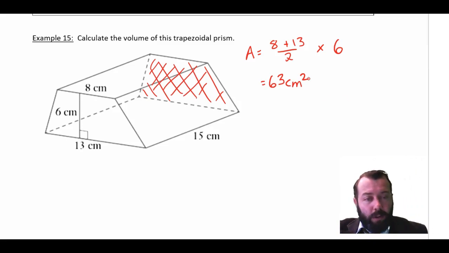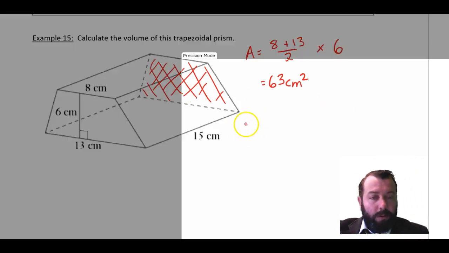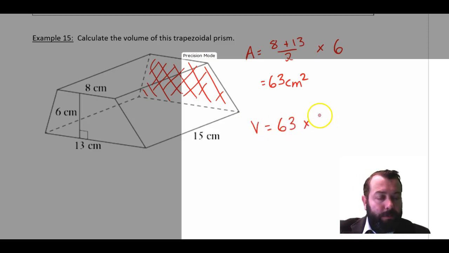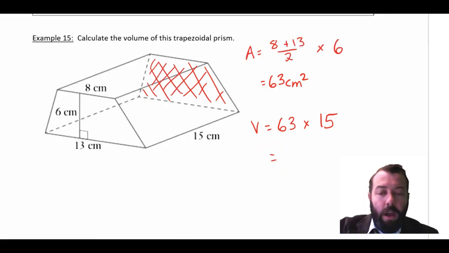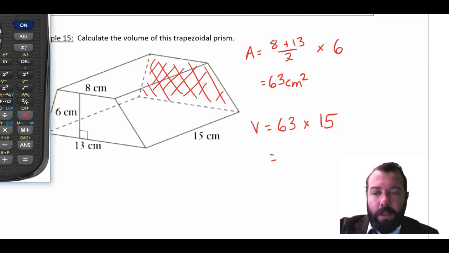Now, we need to work out the volume, and the volume is equal to the area times the height. So in this case, my volume is equal to 63 times 15. Now, I encourage you to not do any calculations without writing that calculation down first. Now, 63 lots 15, I'm not real keen on doing in my head. It might be 945, but we better check.